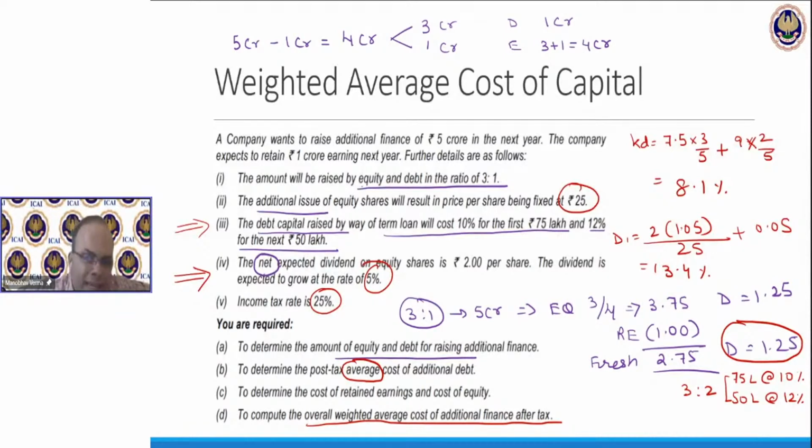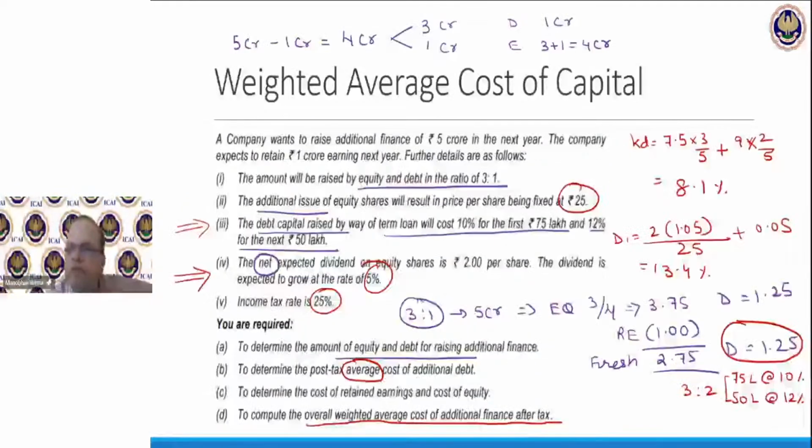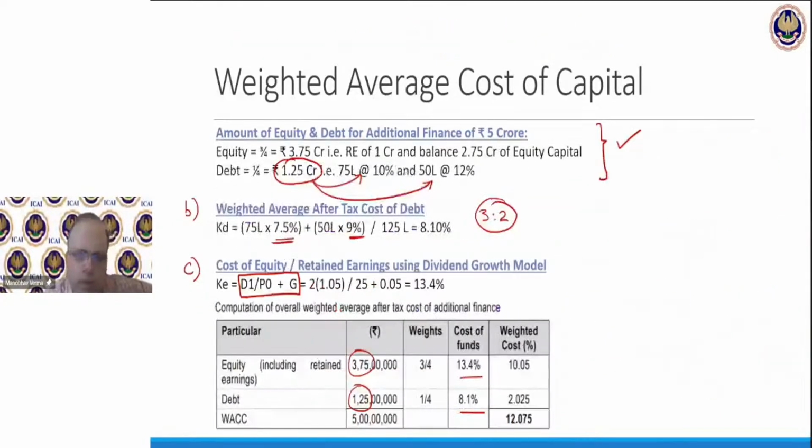So there are 2 debts, 10% and 12%, and the tax rate is 25%. So net of tax, it will be 7.5 and 9, and that's what we have done here. 7.5 and 9 are applied in the ratio of 3:2. Is everyone okay with all the parts, guys? So the weighted average cost comes to 12.08.